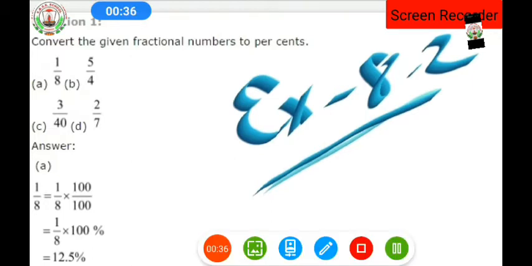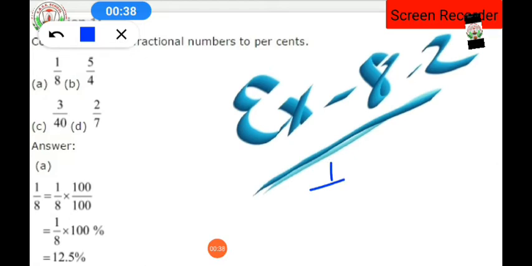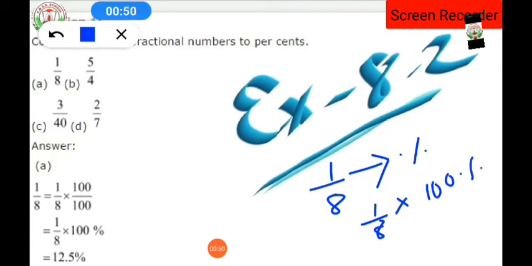numbers to percent. Here what is being given? The number 1 by 8 is given. This number 1 by 8 is to be converted into percent. In order to convert this number into percent, what are we going to do? We are going to just multiply by 100.